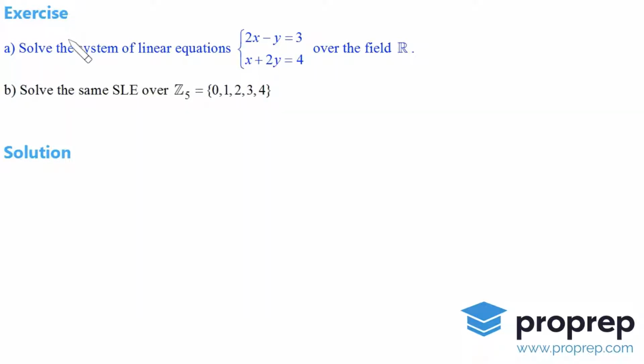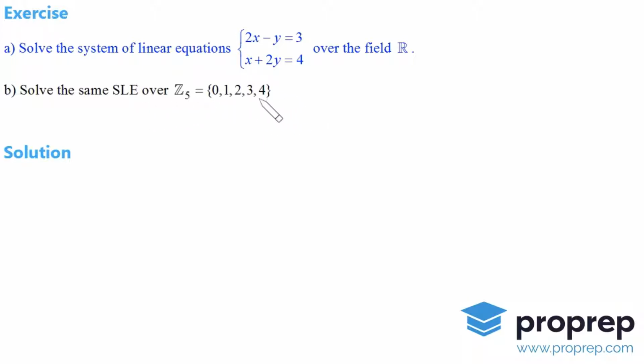This exercise is 2-in-1. In both parts A and B we have the same, or apparently the same, system of linear equations, two equations and two unknowns, but one time we consider it over the field of real numbers R, and in part B we consider it over the integers modulo 5, what we call Z5, which is a finite field containing just 5 numbers.